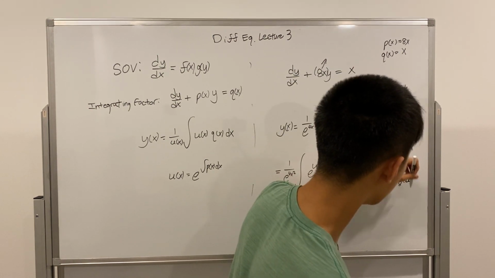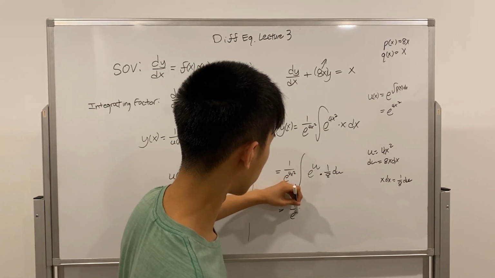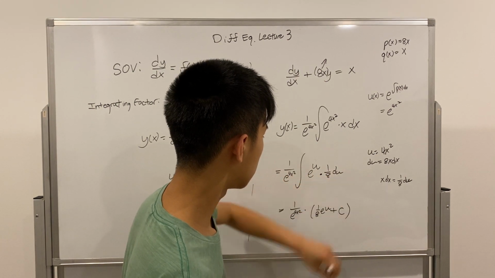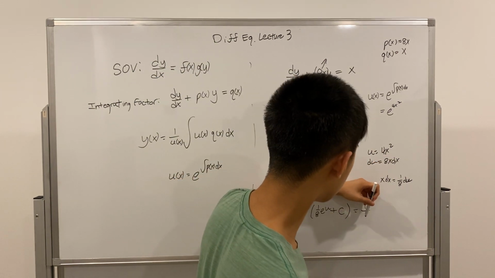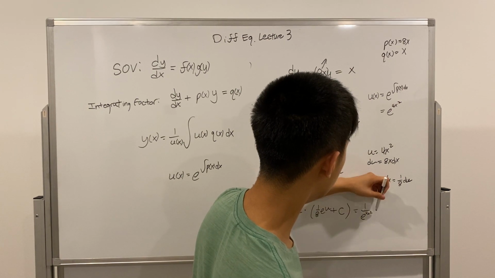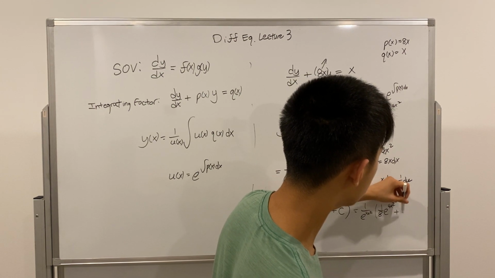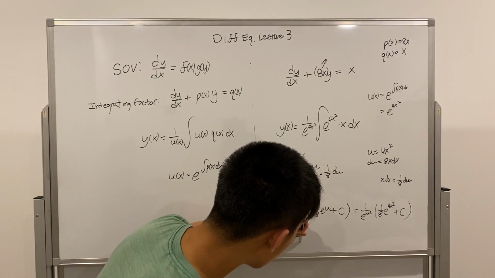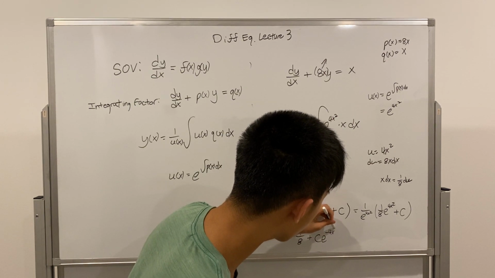Then we get 1 over e to the 4x squared times 1/8 e to the u plus c. But u is 4x squared, so in actuality this is 1 over e to the 4x squared power times 1/8 e to the 4x squared plus c. So our general solution will be 1/8 plus c e to the negative 4x squared power.